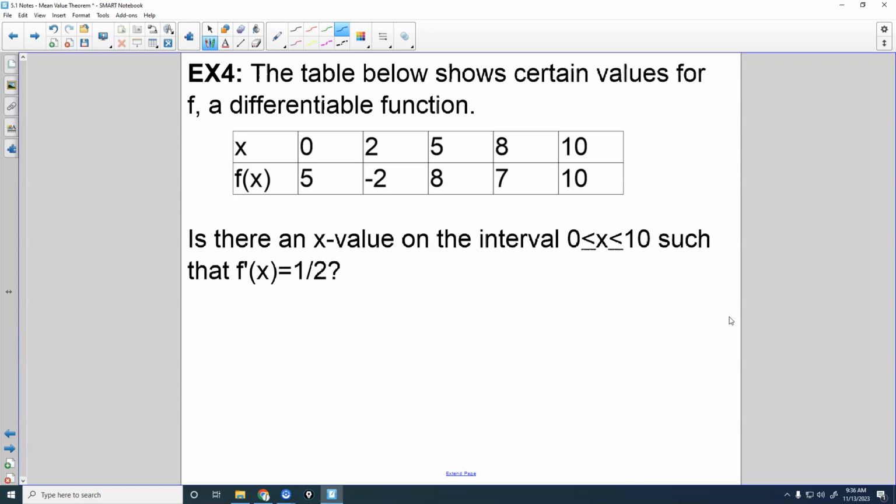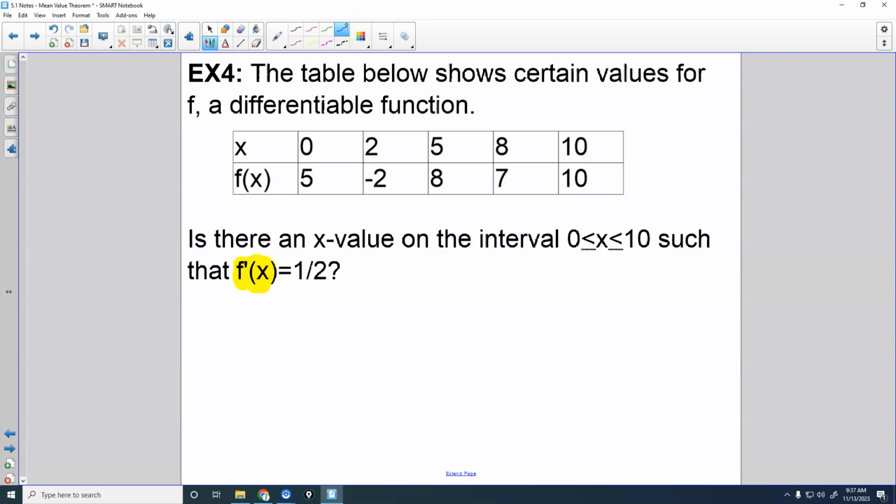So, whenever you see this, this feels like intermediate value theorem. Because it's asking you, it's like asking you to prove there's something on this interval that equals this value. It feels like intermediate value theorem, and the way we're going to do it is similar to intermediate value theorem. What lets us know that it is not intermediate value theorem is we're talking about f prime, not f of x. If this said f of x equals 1/2, then you would do intermediate value theorem, and you would say because this goes from 5 to -2 that it has to cross 1/2 at some point. But it's talking about f prime, which tells us it needs to be mean value theorem.